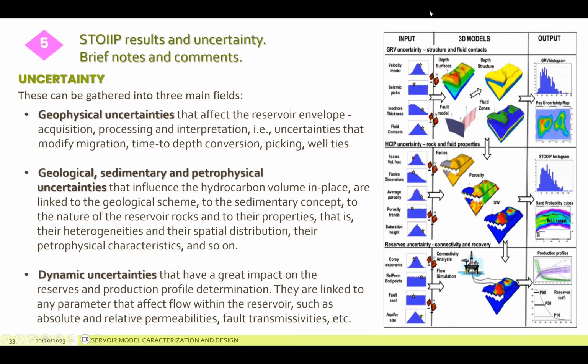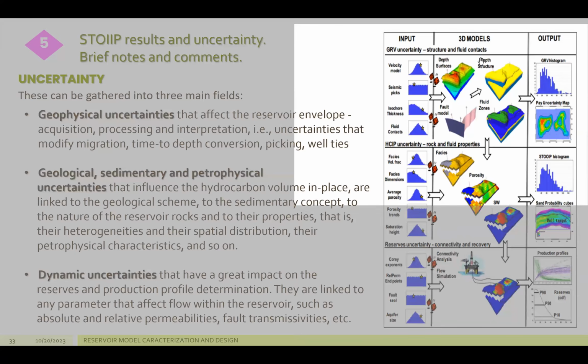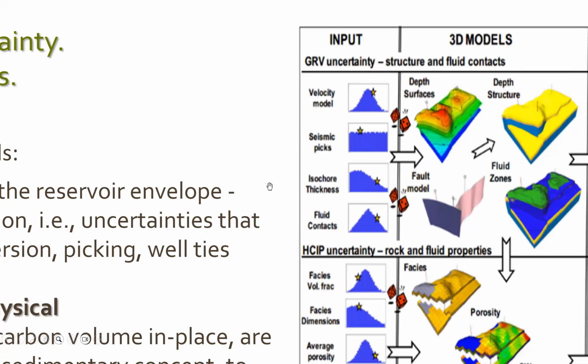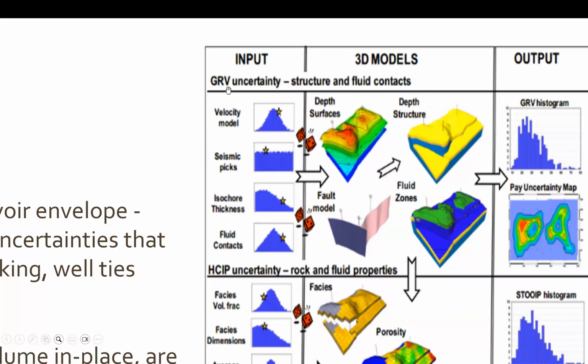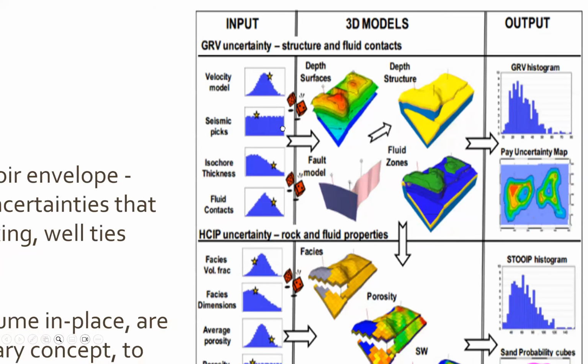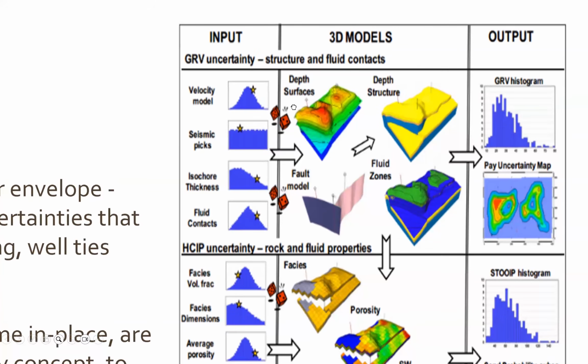I decided to use this scheme over here, and I have to zoom, okay? So let's start. Where do you have uncertainty in gross rock volume, for example? In the structure or in fluid contacts. And this is like playing dice. You just don't know. You are just getting ideas from your data. So here is a great place to have uncertainty.